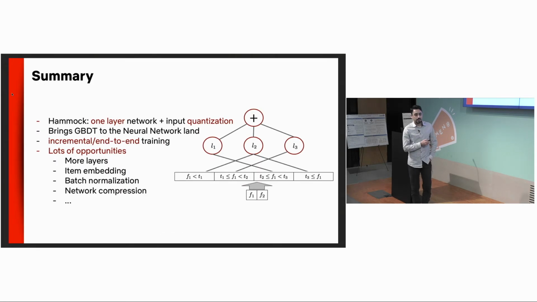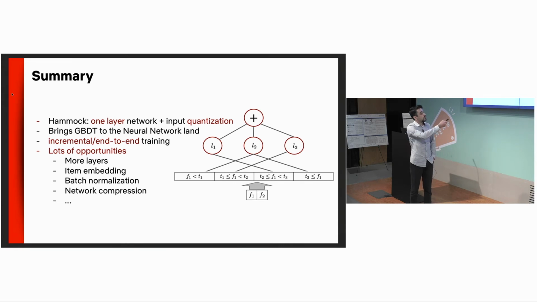So in summary, we introduced Hammock, which is a one-layer neural network with some input quantization. And this can bring GBDTs into the neural network land, and it will open up a lot of opportunities for incremental training, end-to-end training. And we can do a lot of new innovations and bring them inside the neural GBDT land, like adding more layers.